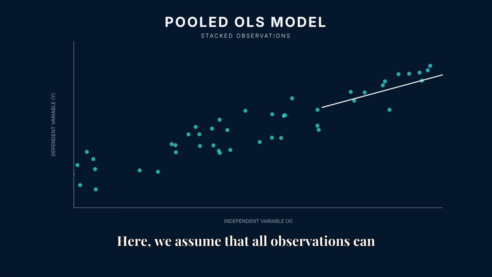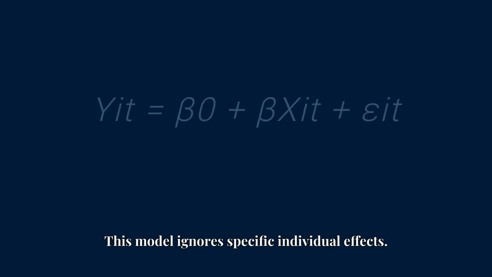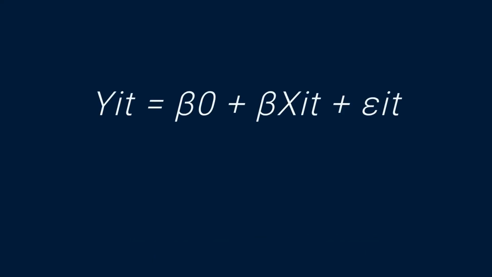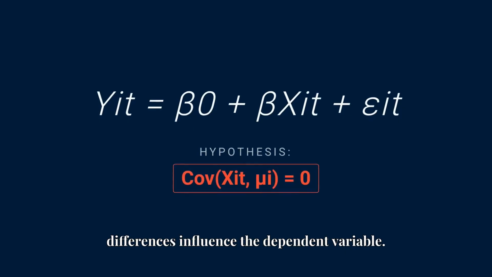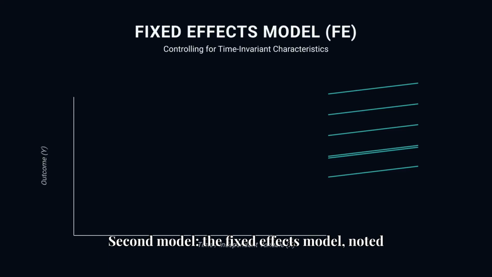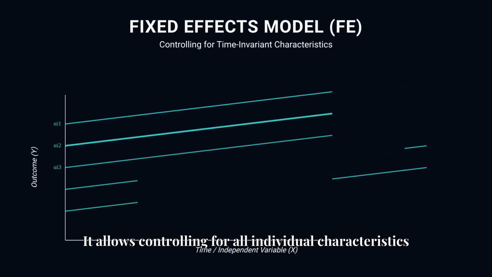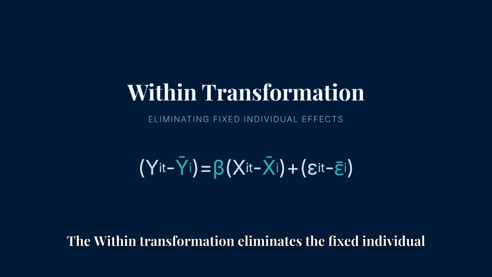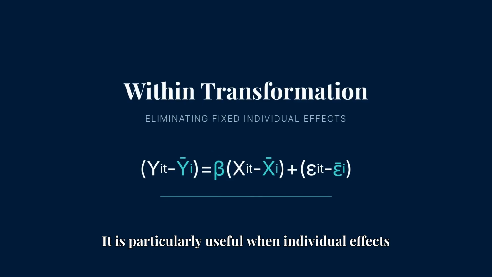First model, the pooled OLS model or stacked model. Here we assume that all observations can be grouped together as in a classic regression. This model ignores specific individual effects. The pooled OLS model is simple, but it can be biased if these unobserved differences influence the dependent variable. Second model, the fixed effects model, noted FE. It allows controlling for all individual characteristics that do not change over time. The within transformation eliminates the fixed individual effect. It is particularly useful when individual effects are correlated with the explanatory variables.